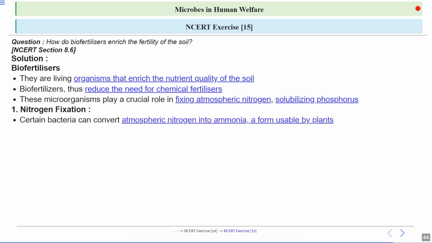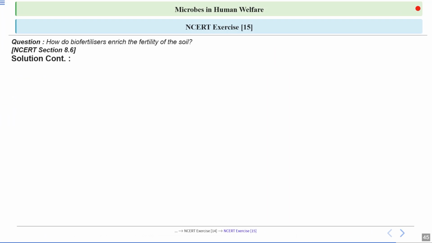So first is nitrogen fixation. Certain bacteria can convert atmospheric nitrogen into ammonia. This is known as atmospheric nitrogen fixation. Atmospheric nitrogen is converted into ammonia, a form usable by the plants. An example is Rhizobium. This forms symbiotic association with the roots of the leguminous plant. Rhizobium can carry out atmospheric nitrogen fixation where atmospheric nitrogen is converted into ammonia. Then ammonia is further converted into nitrites and nitrates.